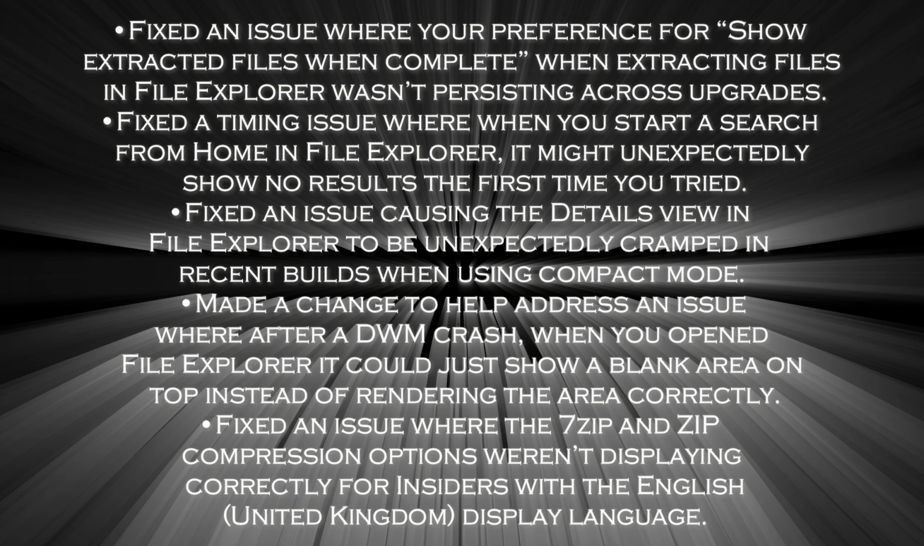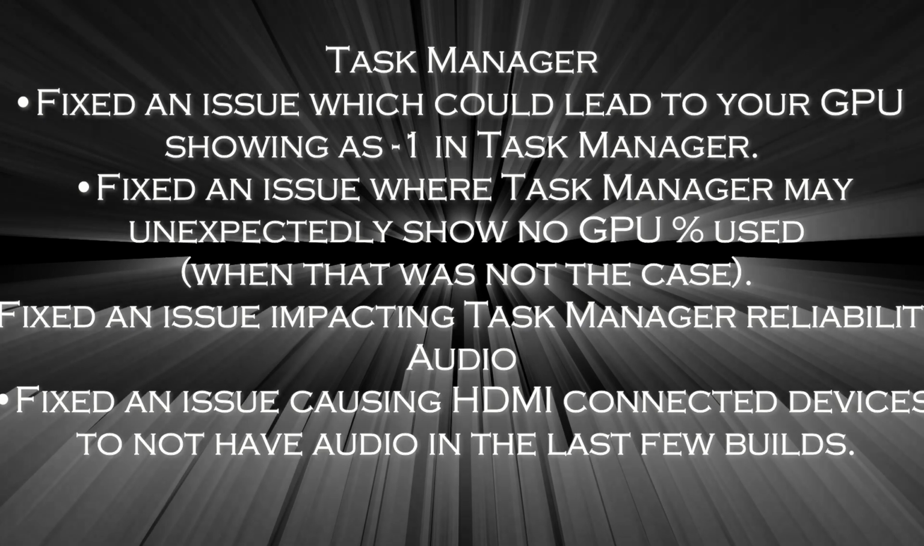Fixed an issue causing the Details view in File Explorer to be unexpectedly cramped in recent builds when using compact mode. Made a change to help address an issue where after a DWM crash, when you opened File Explorer it could just show a blank area on top instead of rendering the area correctly. Fixed an issue where the 7-zip and zip compression options weren't displaying correctly for Insiders with the English (United Kingdom) display language. Task Manager. Fixed an issue which could lead to your GPU showing as -1 in Task Manager.